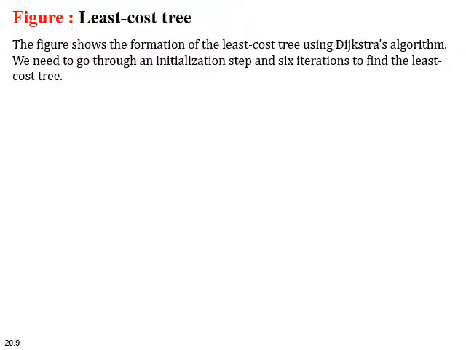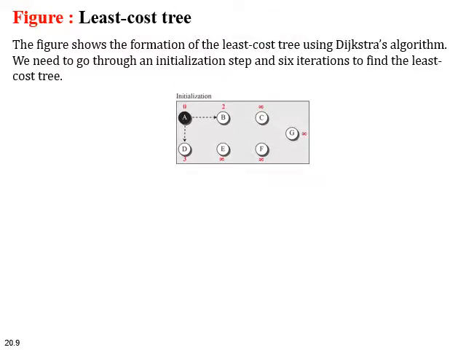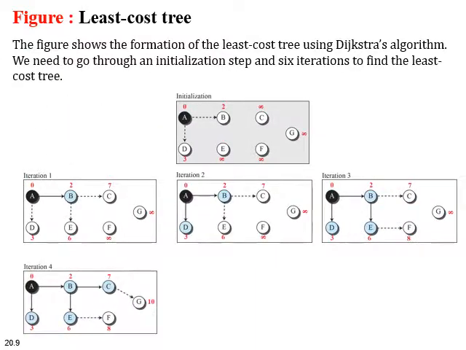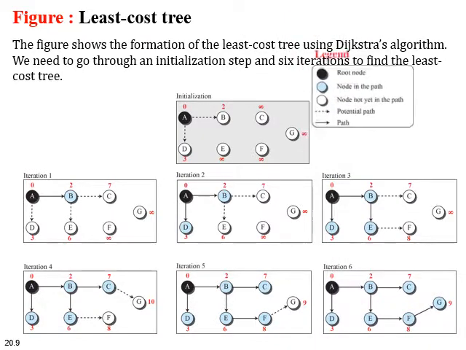So let us discuss how that least cost tree is created. The figure shows the information of the least cost tree using Dijkstra's algorithm. We need to go through an initialization step and 6 iterations to find the least cost tree. This is my source node, that is A is the source node. Let me elaborate with the legend here what the meanings are, then we can continue.